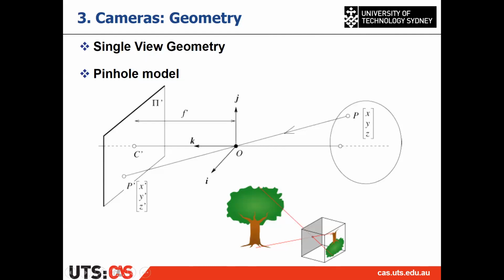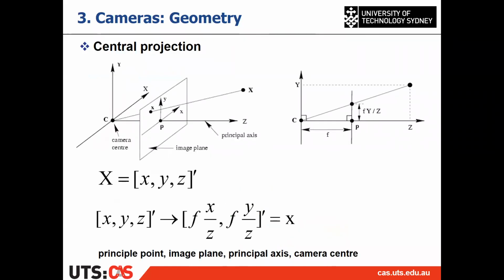Right. Then here is a simplified figure of this projection. Suppose here is the 3D point, which is X, Y, and Z. That's a 3D point, capital X. And then here is the camera center, and this is the image plane. And the point of the projection from the 3D point on the image is here.